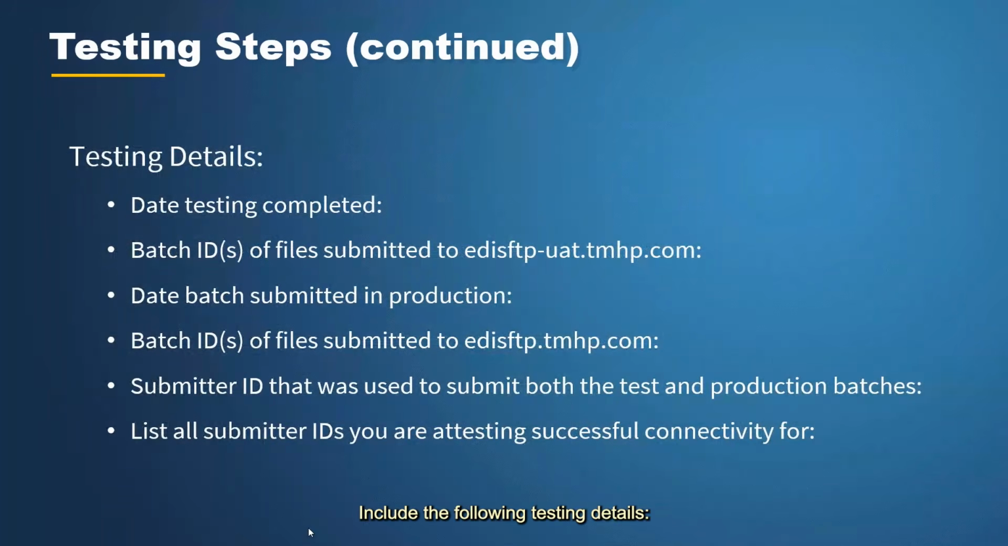Include the following testing details. The date the testing was completed, batch IDs of files submitted to EDI SFTP-UAT.tmhp.com, the date the batch was submitted in production, batch IDs of files submitted to EDI SFTP.tmhp.com, the submitter ID that was used to submit both the test and production batches, and finally, list all submitter IDs you are attesting successful connectivity for.